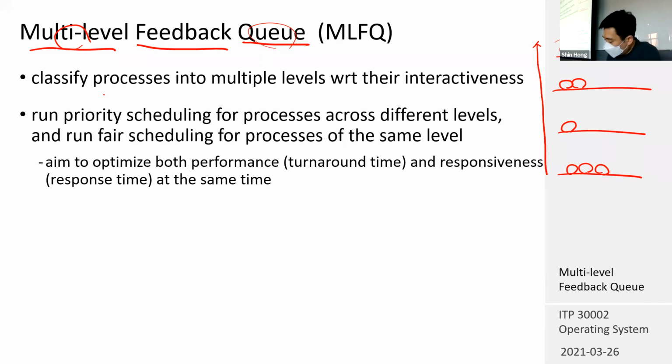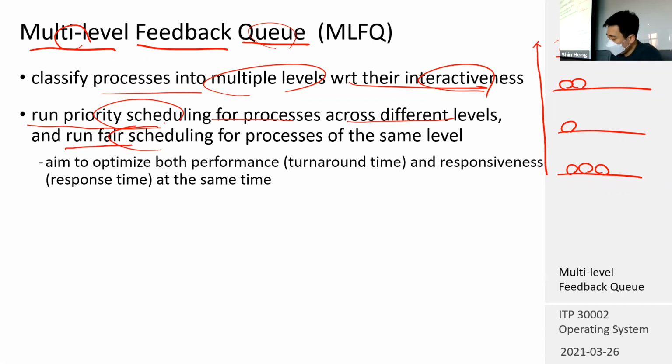So classify the processes into multiple levels with respect to their interactiveness. Higher priority: an interactive process needs to get a higher priority so that it can be frequently scheduled. That means running priority scheduling for the processes across different levels. The higher level has a higher priority, but meanwhile run fair scheduling, round robin type of stuff, for processes of the same level. So you try to target both metrics at the same time.